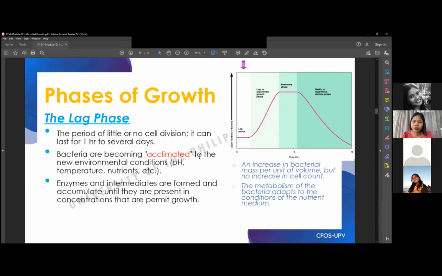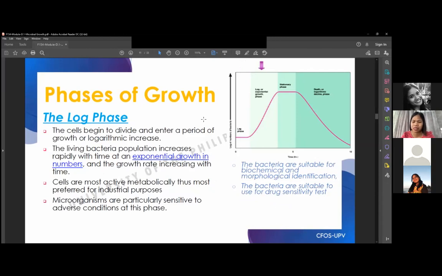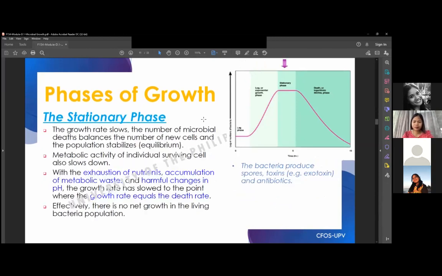Ayan, so it was mentioned here that there is an increase in bacterial mass per unit of volume, but no increase in cell count. Yun yung sinasabi ko kanina na nagpapataba pa lang si bacteria, no? Nagsisynthesize sila ng mga enzymes nila and nagme-metabolize, ganun. So that it will be ready for the next phase, which is the log phase or the exponential growth phase. Ayun, next slide, please.